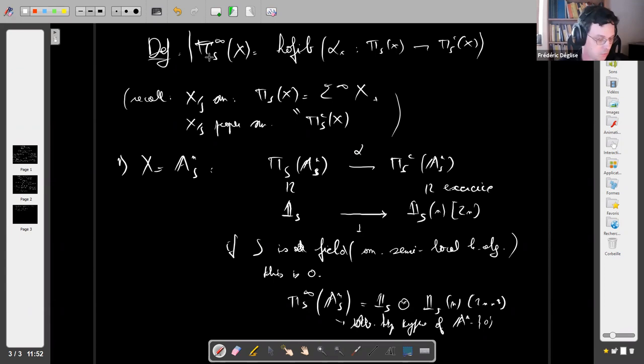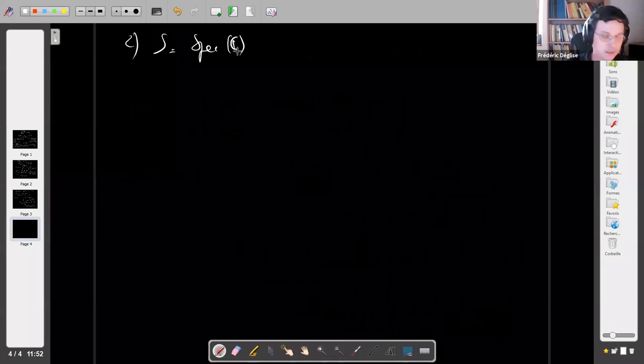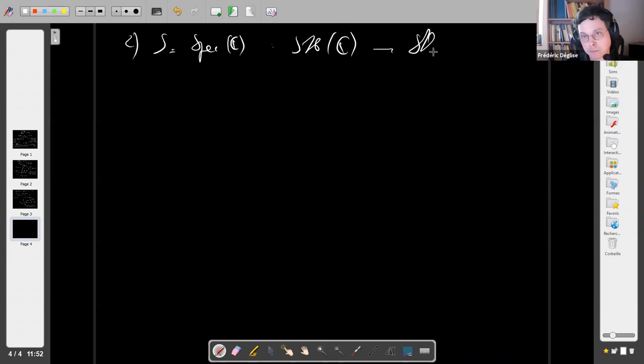Now let's try to see what's the link with what I said before. So let's first look at S is Spec of C, or fields with an embedding in C, and we look at the topological realization. Then in this case, as I said, you can go through motives if you want, that this just goes to singular cohomology of complex points, and the pi c of X, so it goes to the suspension spectrum, right?